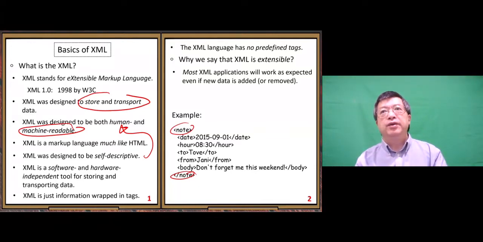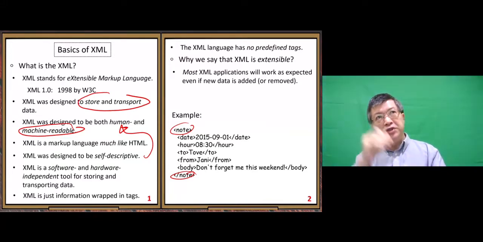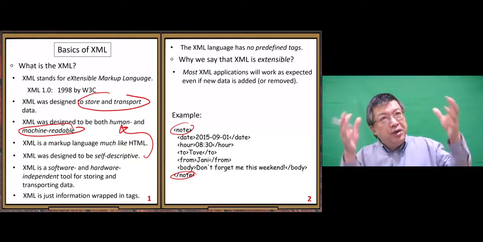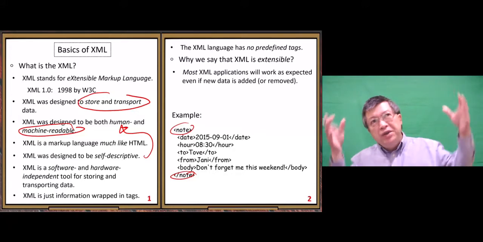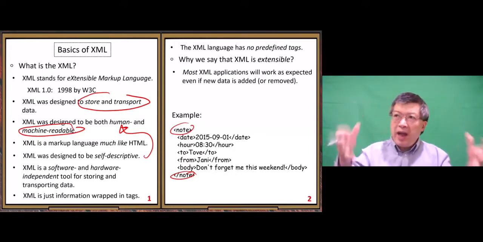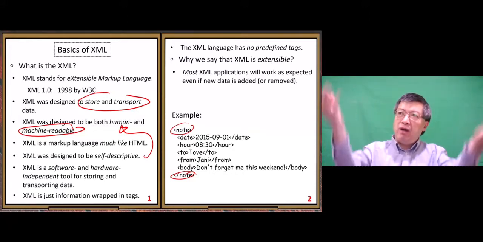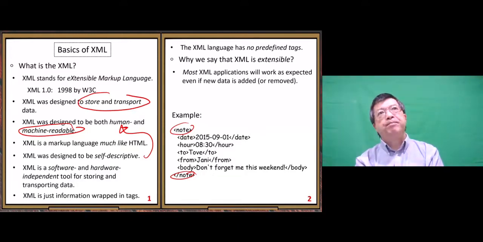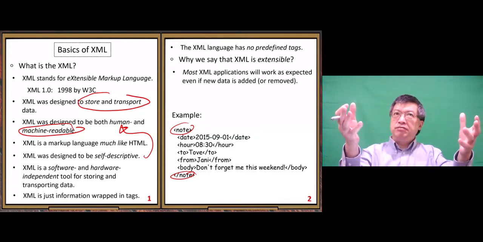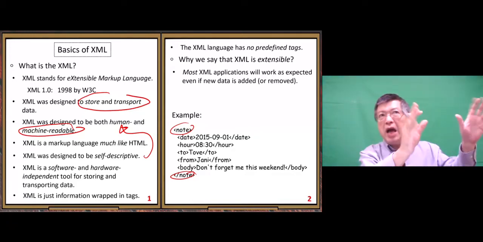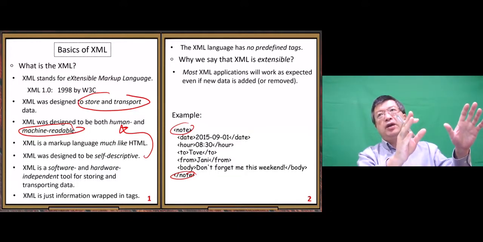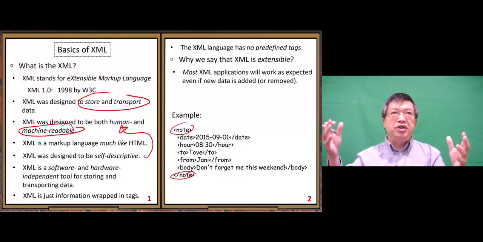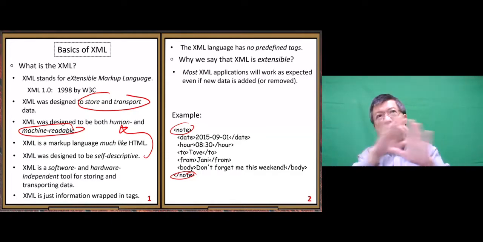The reason is simple. Because for newer versions of software applications, you may like to add new features, right? When you add new features, you may like to add new tags in your XML data representation. But when you add new tags, older tags can still be used. So there is no contradiction between new tags and old tags.